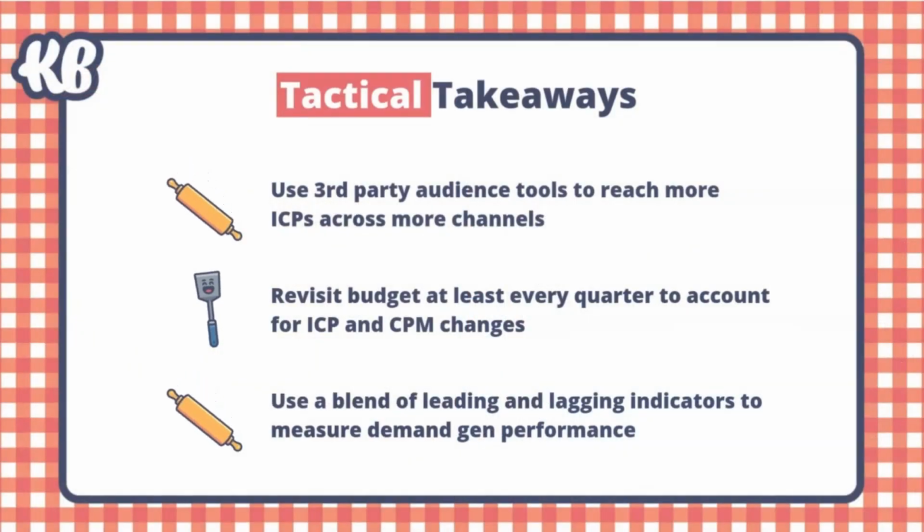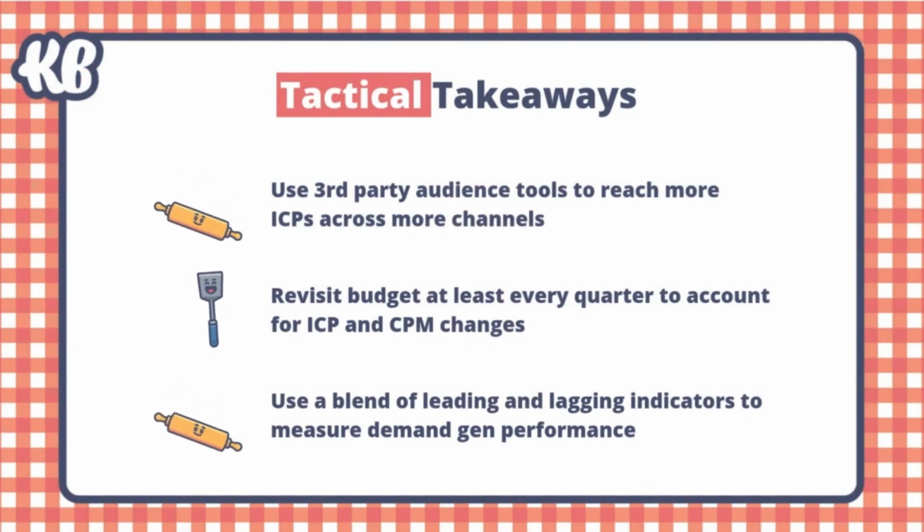So the second one, and again, this is another really crucial one, is making sure that you revisit your budget at least every quarter to account for ICP and CPM changes. One thing that is for sure is that CPMs fluctuate in the ad market. They're up and down all the time, and you want to make sure that your budget is matched to the current CPM. And then the other one is ICP. Most companies, especially startups and scale-ups, are changing their ICP all the time. So you want to make sure that your budget is relevant to the current audience size that you have, which will change as you update that ICP definition.